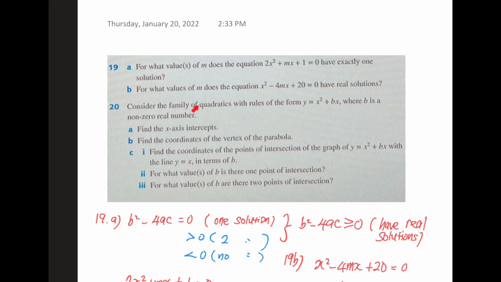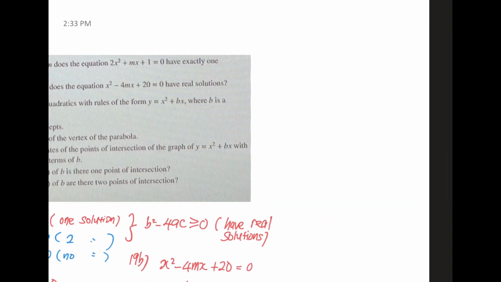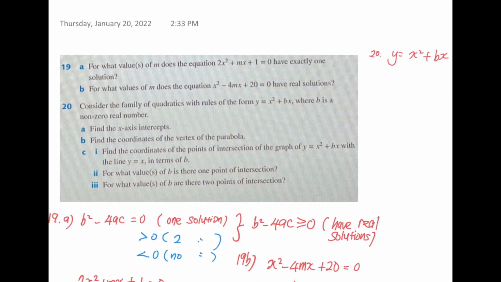Consider the family of quadratics with rules of the form y equals x squared plus bx, where b is a non-zero real number. Find the x-axis intercepts. Okay, so we write down this equation first. Let's say I do it at the side here. Question 20. y equals x squared plus bx. Okay, so they want us to find the x-axis intercepts.